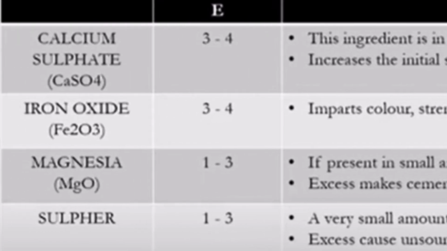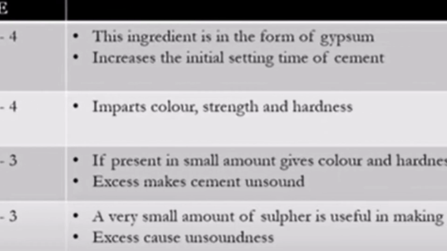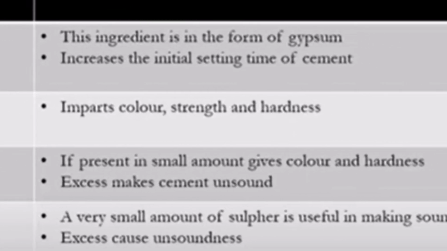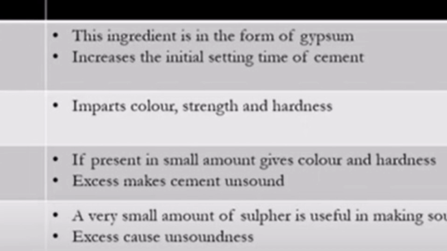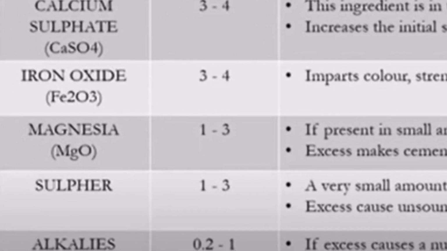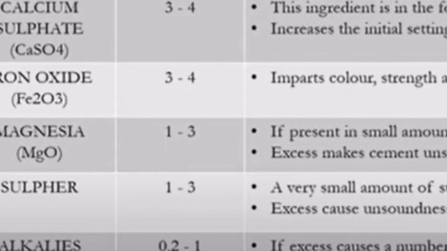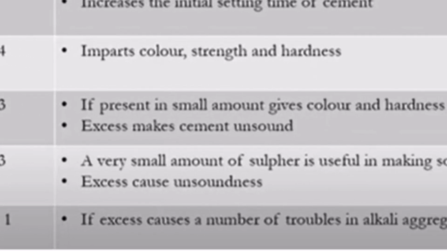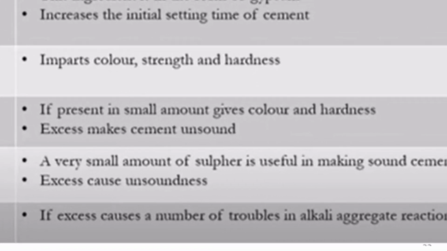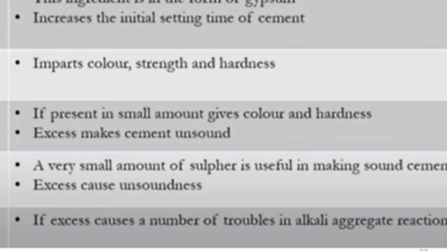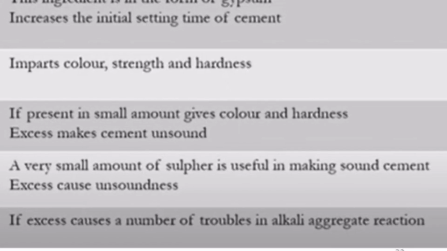Next is magnesia, that is MgO. The percentage available is 1 to 3%. It gives color and hardness to the cement, and excess will make the cement unsound. So next ingredient is sulfur. The percentage available is 1 to 3%. So now the function: sulfur, if available in a small amount, is useful for making the cement sound, and excess will cause unsoundness.